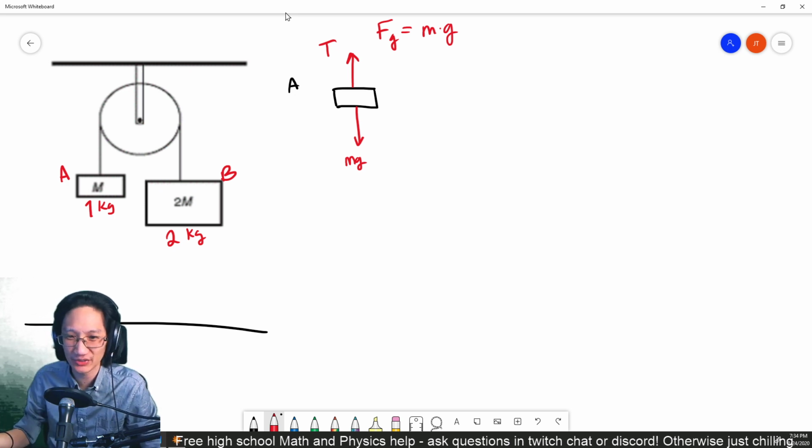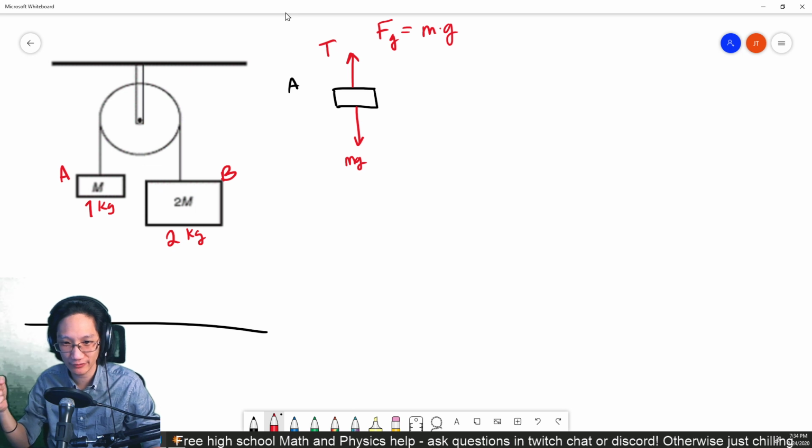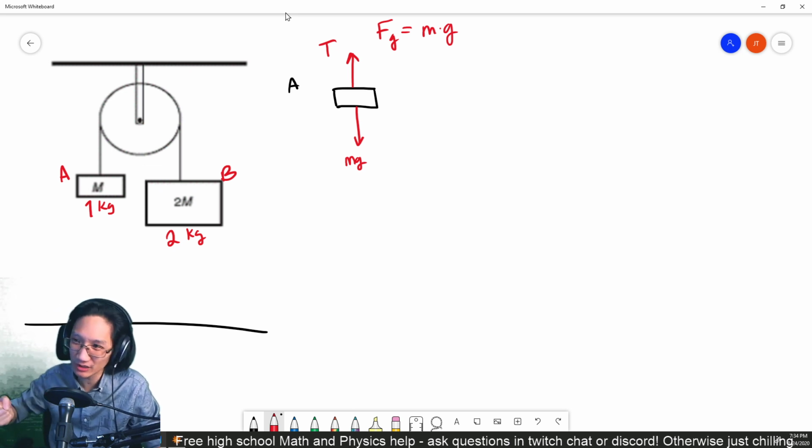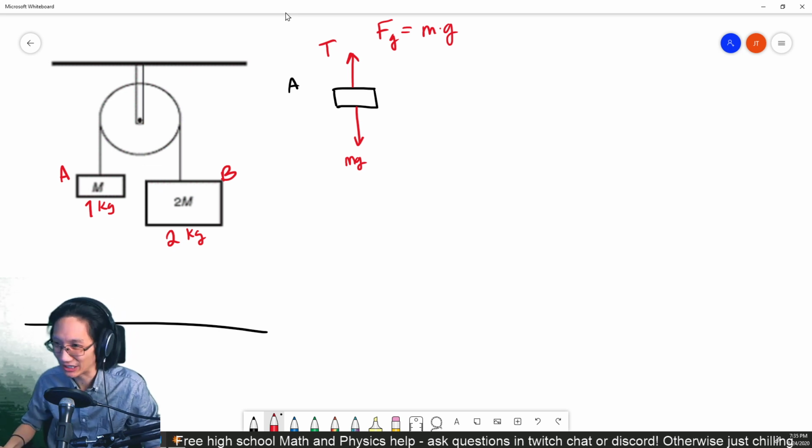It changes how it moves, right? If you pull up harder than you pull down, it's like a tug of war. The rope is in a tug of war fight with gravity. If the rope is stronger, the block will move up. If gravity is stronger, the block will move down. If they're exactly the same strength, the block will not move anywhere, right?